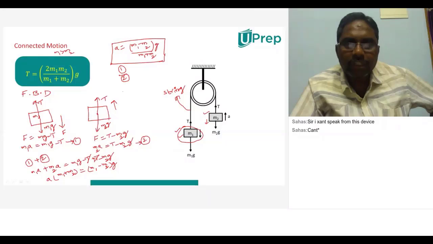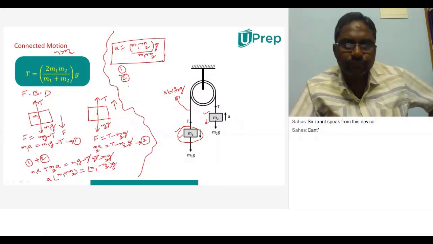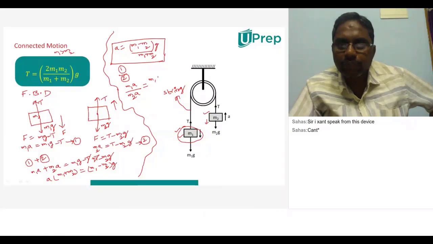Tell me now what I will get if I divide it. Equation number 1 by equation number 2. I am writing like this. Is it right or wrong? Tell me. M1a divided by M2a is equal to (M1g minus T) divided by (T minus M2g). Very good, T minus M2g.